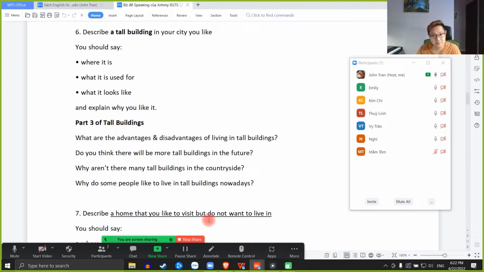Now I do have a question. What is the requirement for part 3? How to achieve a good band score, or how to do part 3 speaking, like to achieve a good band score? Who can answer this?